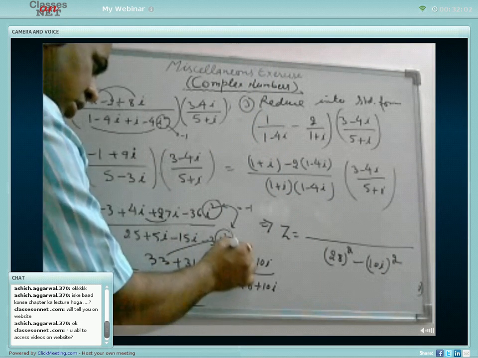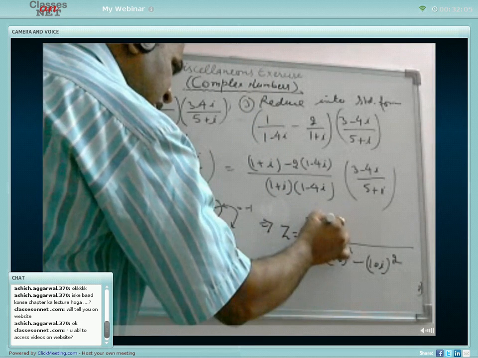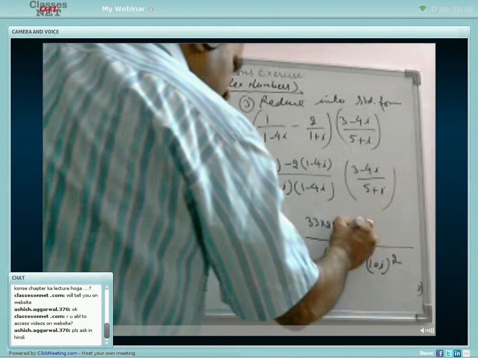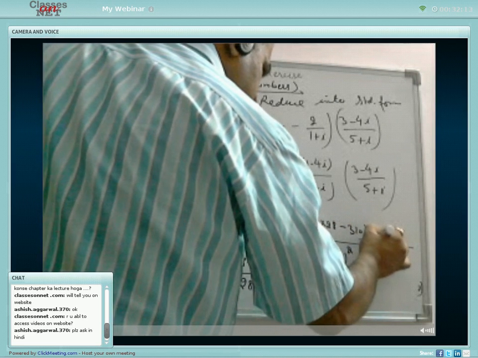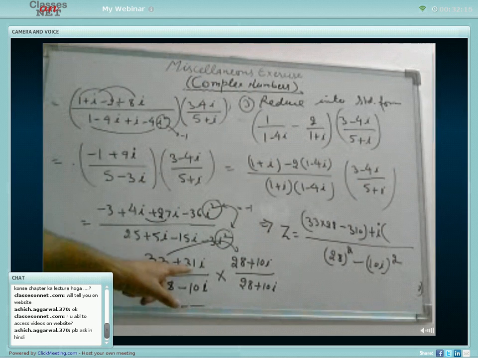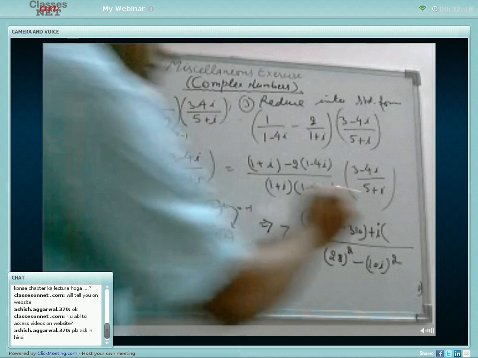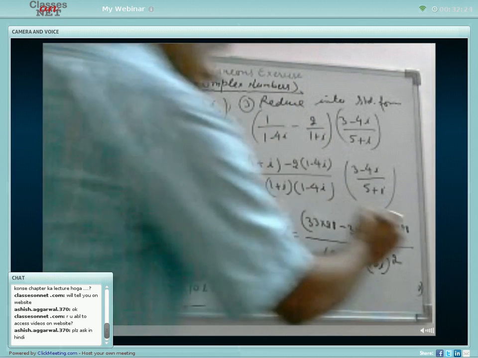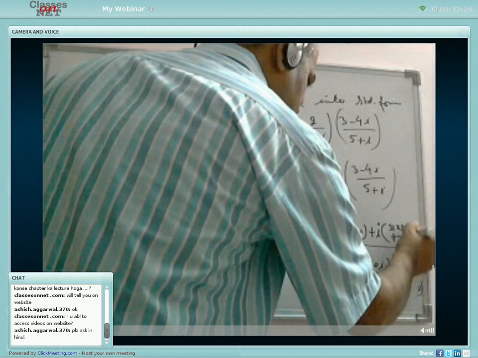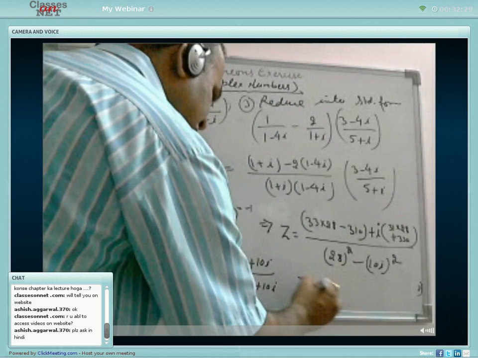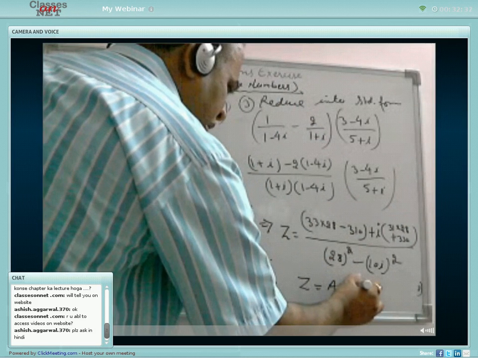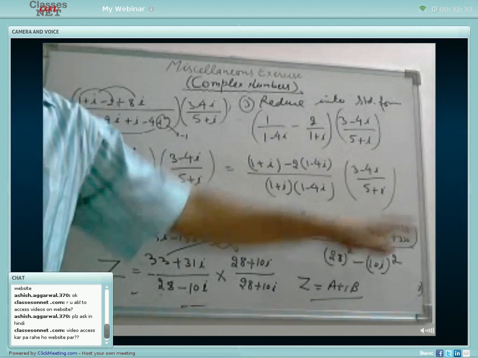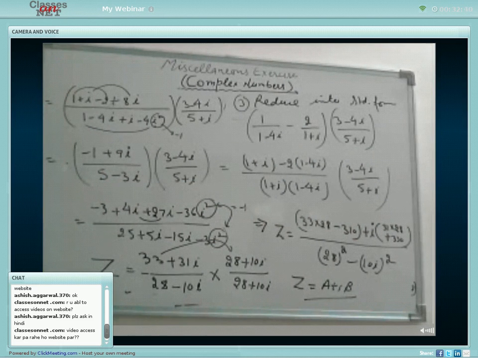Again multiplying in the numerator, that gives me 33 into 28. Again that gives me 310 iota square. Iota square is minus 1. Plus, taking this iota common, that gives me 31 into 28 iota. This is 31 into 28 plus 330, again plus 330 only. So simplifying, we can express this again in the form of a plus iota b, where the values of a and b can be obtained by multiplying and subtracting the same. So we have done this.